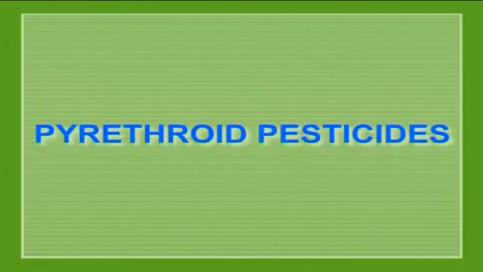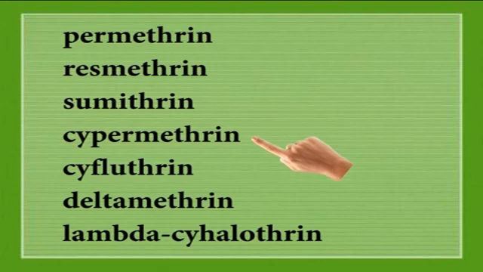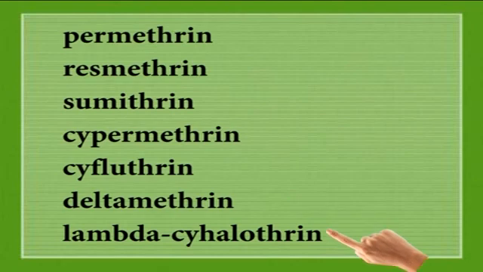Next is pyrethroid pesticides. These are synthetic pesticides with chemical structures similar to pyrethrins. Because of this, they are called pyrethroids or pyrethrum-like. Pyrethroids exhibit a wide range of toxicity from very low to very high. Pyrethroids used in public health applications include permethrin, resmethrin, sumithrin, cypermethrin, cyfluthrin, deltamethrin, lambda-cyhalothrin and others.